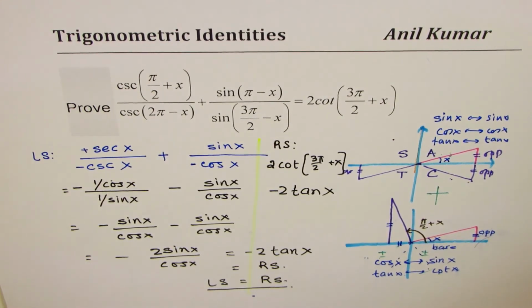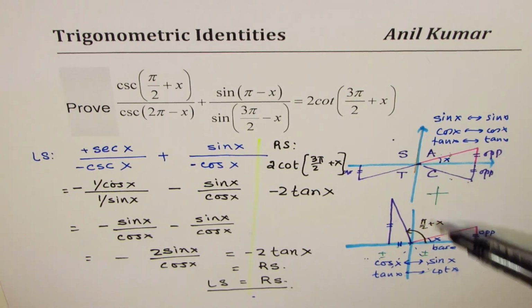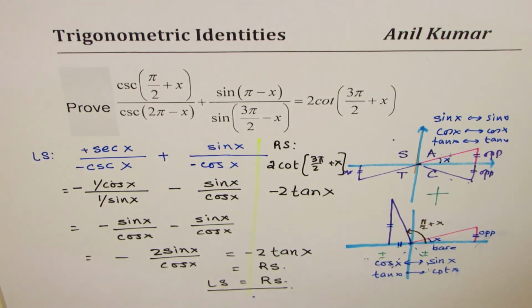That is how you should be doing a cofunction identity. It took me longer just because I was trying to explain this concept, but otherwise it is kind of straightforward, but important to understand. I hope you understand and appreciate it.